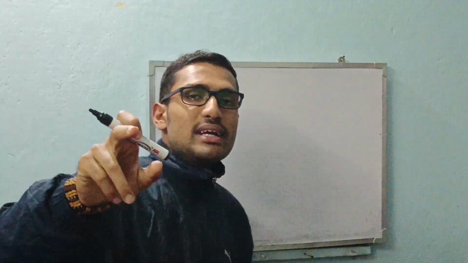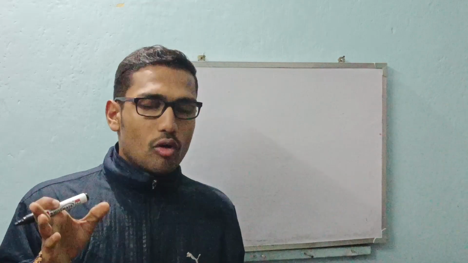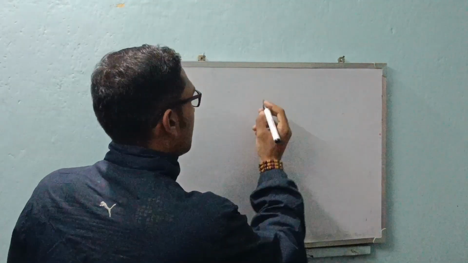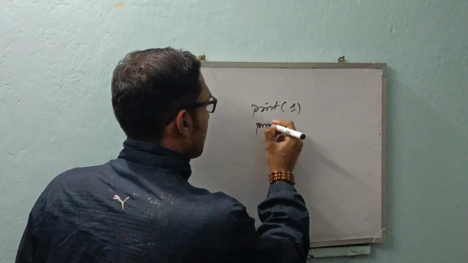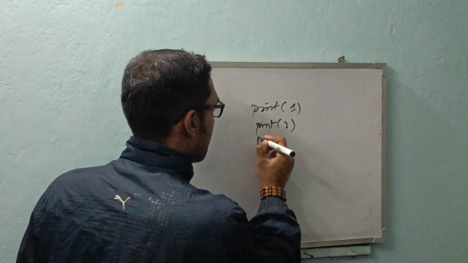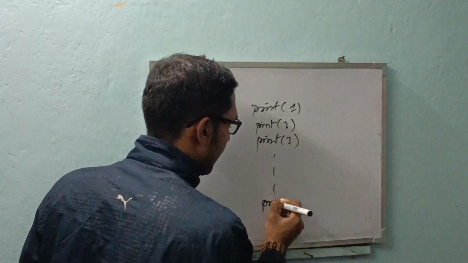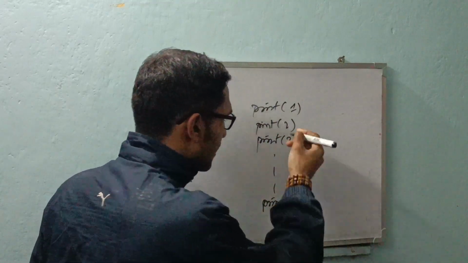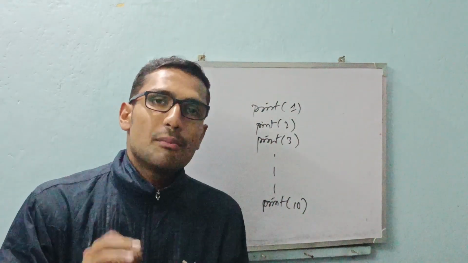The code which I am going to write will print 10 numbers, from 1 to 10. One approach is simply to write 10 print statements which will print 1 to 10. Something like print 1, print 2, print 3, dot dot up to print 10. See, this particular code will also do the same thing. It will print numbers from 1 to 10.